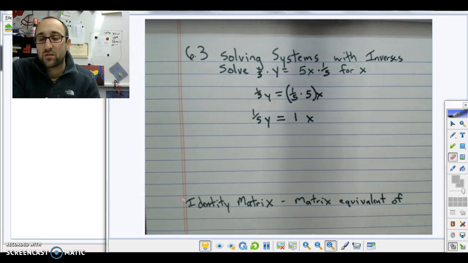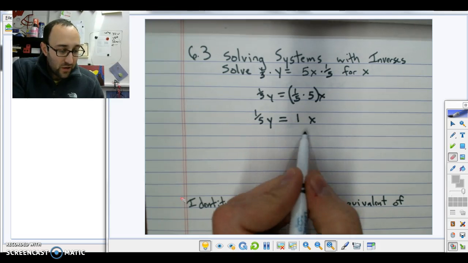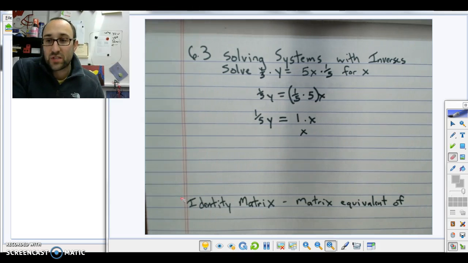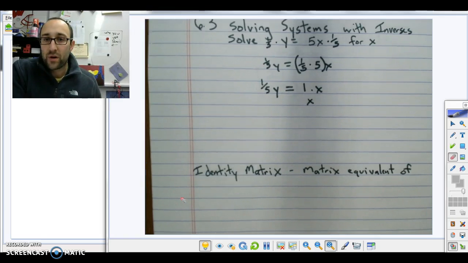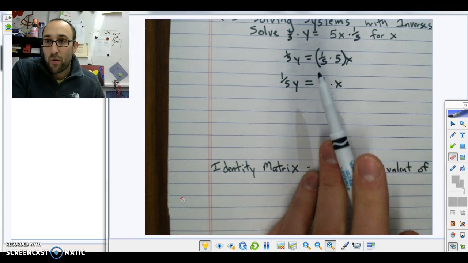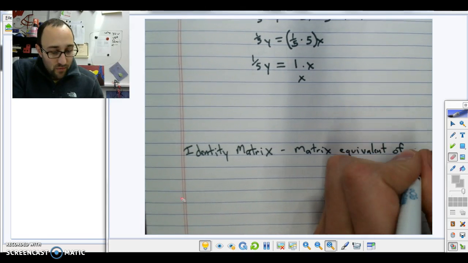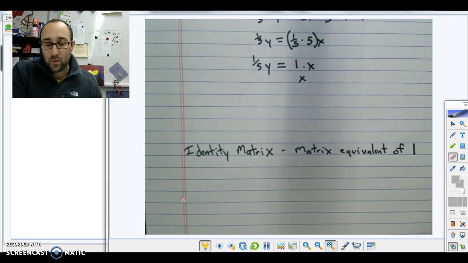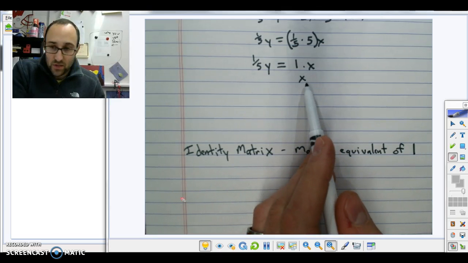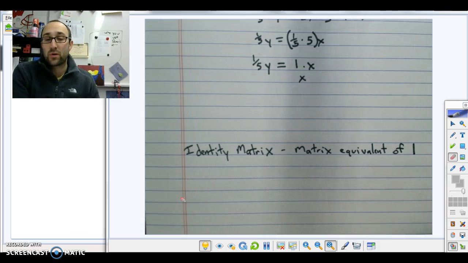Now you can leave it like that. You could also write it as y over 5. It's interchangeable, and I kept that 1 there because 1 times x is just x. Normally we just forget about that 1, but it's important for what we're doing here: the identity matrix. We're going to be doing the same stuff, but with matrices. The identity matrix is the matrix equivalent of multiplying by 1. So if I take some matrix x and multiply it by 1, I end up with just itself, which is the identity property of multiplication from algebra. It's nothing new, it just also applies to matrices.